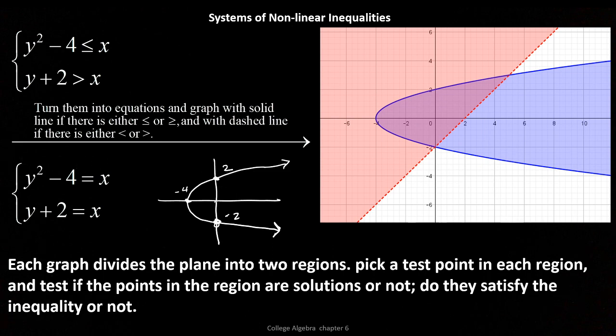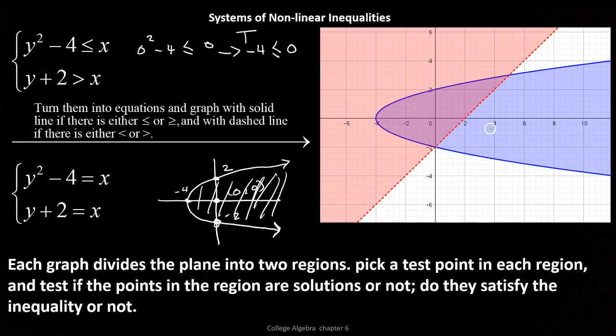A good test point is 0, 0, right? So we're going to test it in the original inequality. 0 squared minus 4 less than or equal to 0. That means negative 4 is less than or equal to 0. Is that true? Yes, that is true. So we're going to shade what? Inside here. And that's the area right here that is in blue, right? Okay, so that's that one.